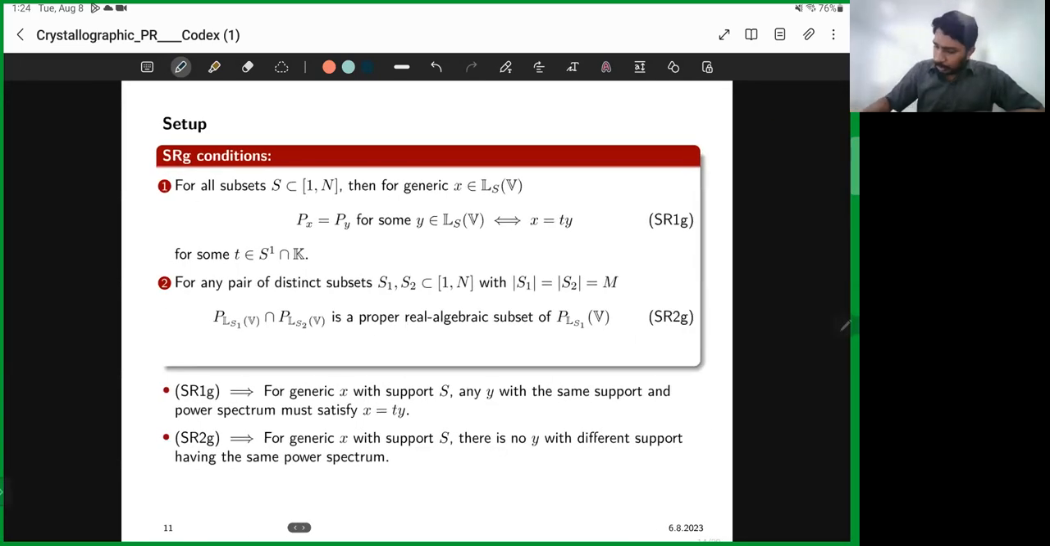So, to paraphrase, for a generic X with a support S, SR1G tells me that I can recover everything up to a unimodular constant for generic X. And for a generic X with support S, SR2G is telling me that there's no Y with a different support that has the same power spectrum. Okay, so that's what SR1G and SR2G are.